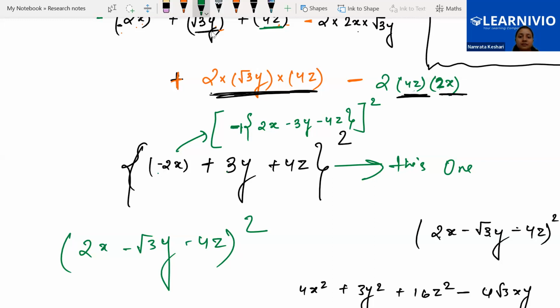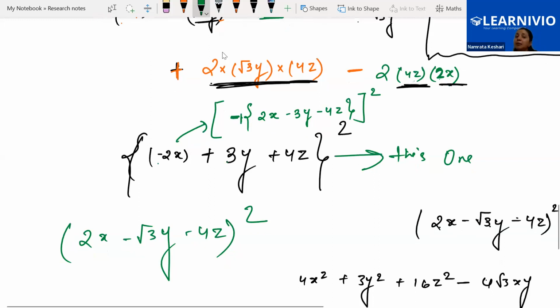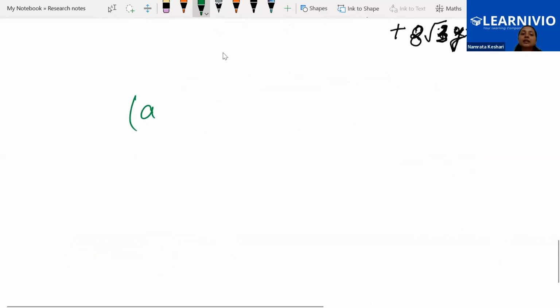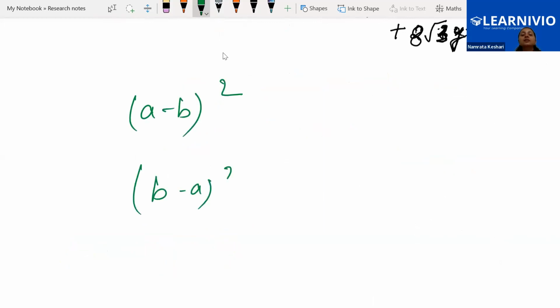Yes, ma'am. Okay. So even if you are getting whatever I have written, or maybe whatever she has done, it's exactly the same thing. See, in mathematics, we say that when (a minus b) whole square is there, or maybe (b minus a) whole square is there, it's the same thing. Now your question must be, it's not the same. a minus b and b minus a are not the same. Yes, it's not the same, but due to this power 2, it is becoming the same.